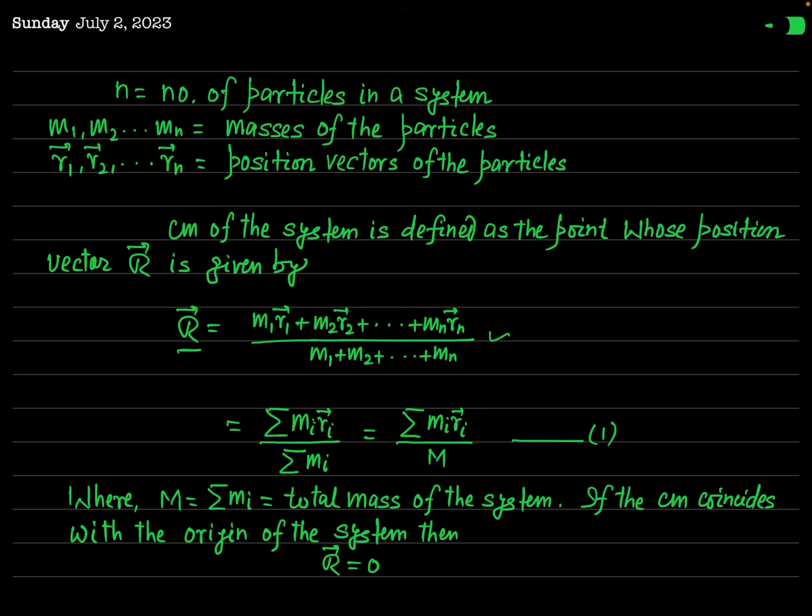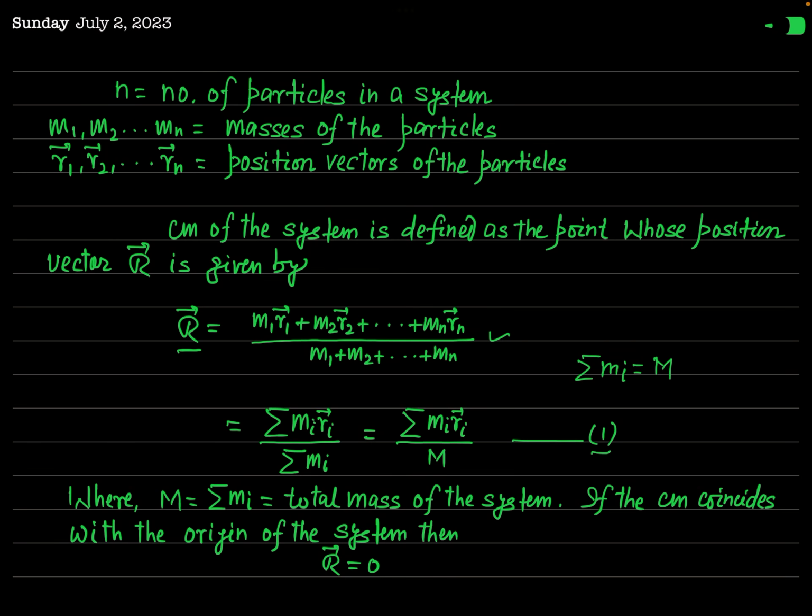Here ri is the position vector of any ith particle and mi is its mass. This summation mi, which represents the sum of the masses of the individual particles, is written as capital M, which represents the total mass of the system, because when you add the masses of the different particles, you get the total mass of the system. In this way, by the use of this equation 1, we define the position vector of the center of mass.